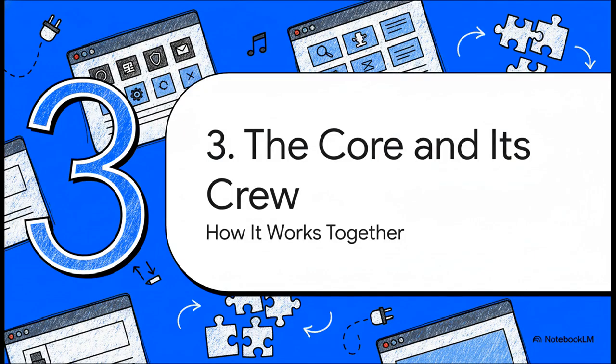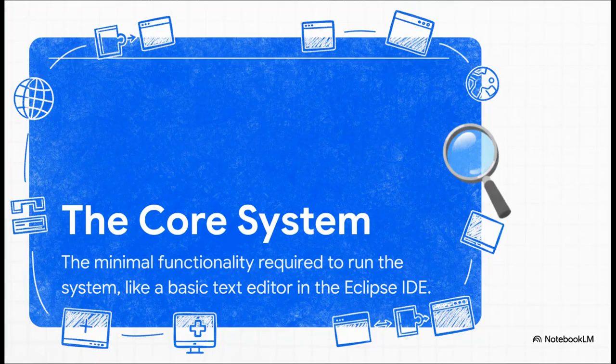Okay, section 3, the core and its crew. So we've got a core system and this crew of plugins. Let's dig a little deeper now and see how this team actually gets the job done. So, the core system. The absolute most important rule here is that the core stays lean. I mean, really lean. A perfect example is something like the Eclipse IDE. When you first download it, the core is basically just a simple text editor. That's it. And that minimalism, that's its superpower.